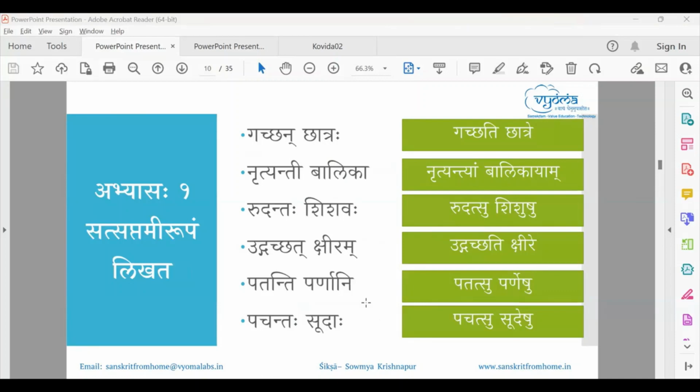Okay. So it is enough if you explain this and note the Saptami usage, that's it. Because the answers are already given here.